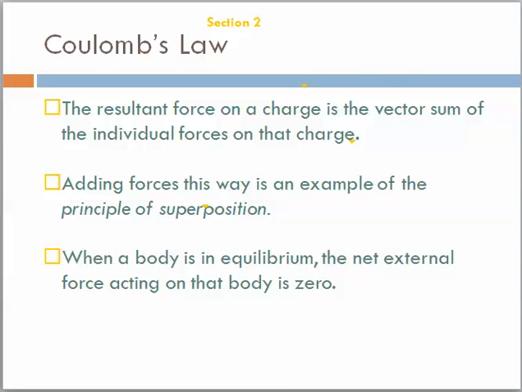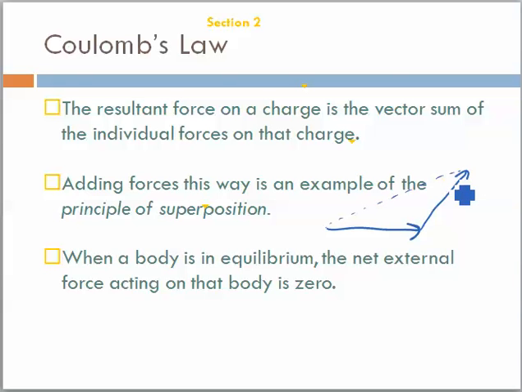Coulomb's law. The resultant force on a charge is the vector sum of the individual forces on that charge. Now we may get to that in a few days. We're not going to be getting to that right away today. Adding forces this way is an example of the principle of superposition. And what that means is if we have one electrical force that's pushing an object this way, and another electrical force that's pushing this same object this way, then there is obviously this resultant electrical force. And we want to get to that, but we're not quite ready for that yet.